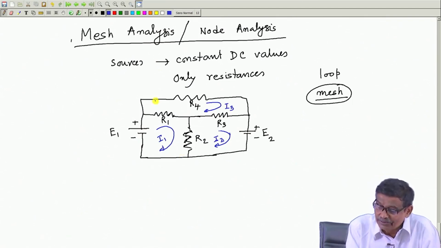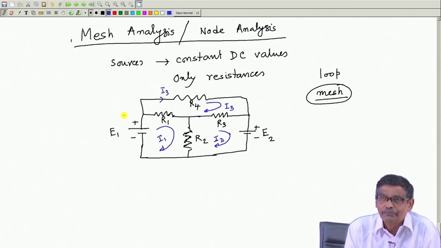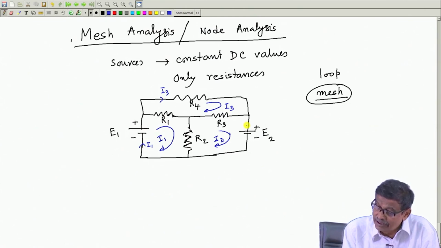Now, what really have I assumed? I have assumed this branch current to be I 3, has to be, that is what I have assumed. Similarly, this branch current I have assumed I 1, and this branch current I have assumed I 2. Got the point? These are the currents I have assumed.